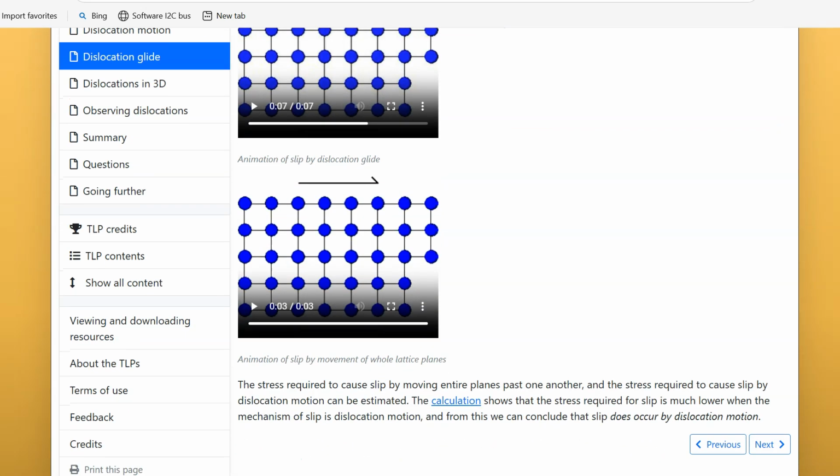Now, what would happen if we did not have a dislocation? How would the crystal deform? That's shown in this video over here. If that were the case, then all of the bonds would have to be stretched simultaneously, and that would take a lot of stress.